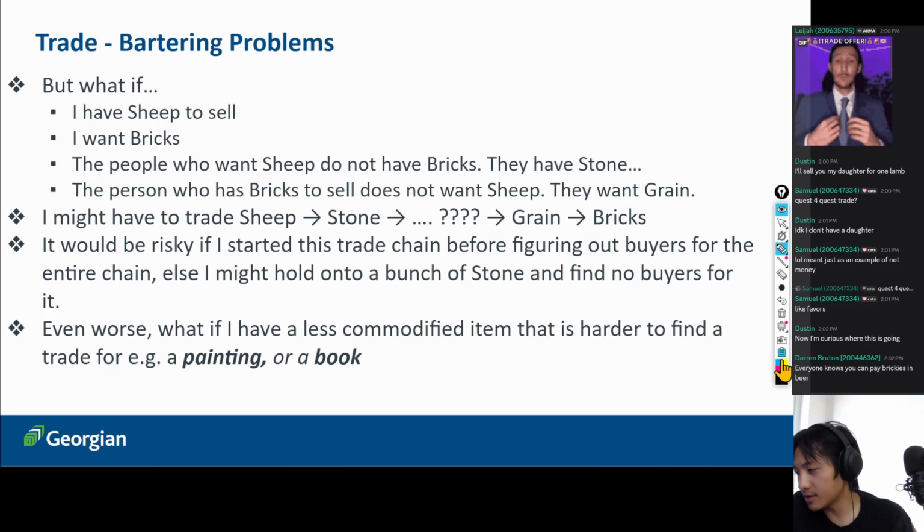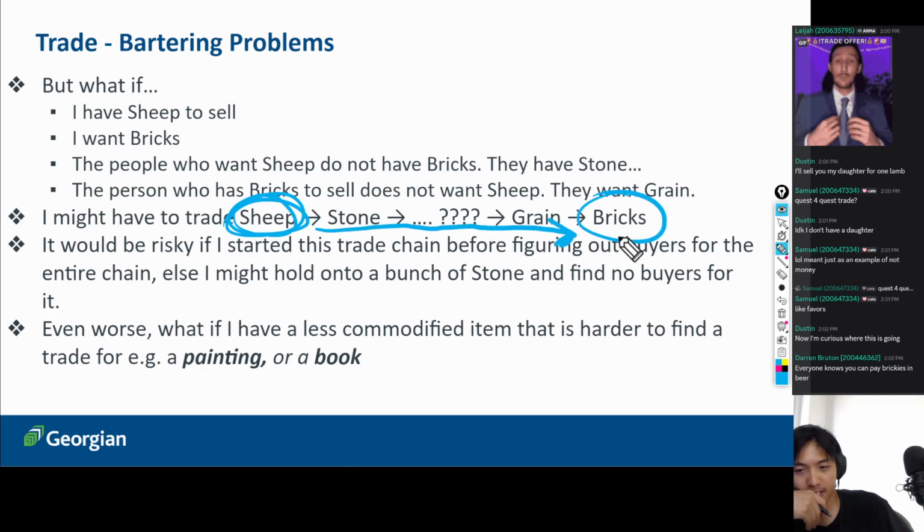So I have this crazy train here where I have sheep, but I need to find something to complete this chain to somehow get bricks, right? It is currently undetermined if I can even do that, because the person who has bricks doesn't want sheep. He has no need for sheep. He wants grain, but nobody's giving me grain. So I don't have a way to complete this trade. I don't have a way to get bricks.